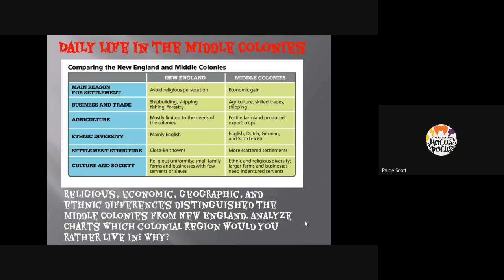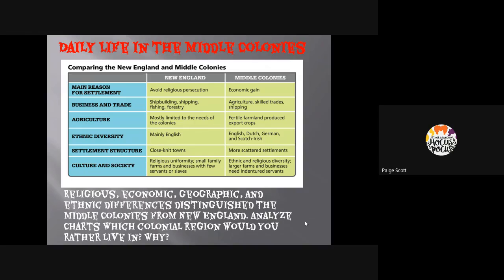So on this chart, we are comparing New England and the Middle Colonies. The main reason for settlement of New England was to avoid religious persecution, and the Middle Colonies was to have economic gain. For business and trade, New England would use shipbuilding, shipping, fishing, and forestry, while the Middle Colonies used agriculture, skilled trades, and shipping.